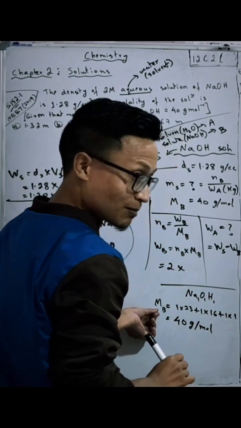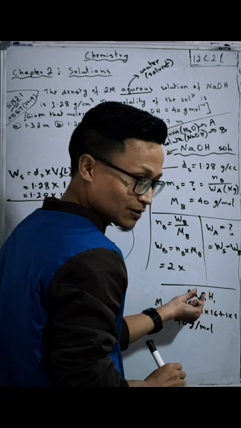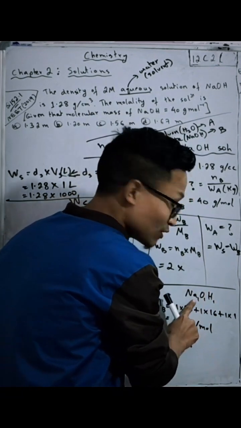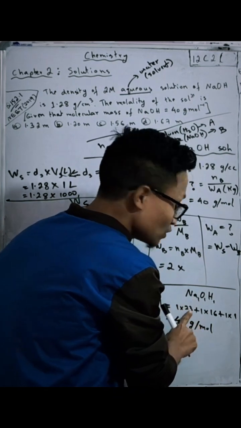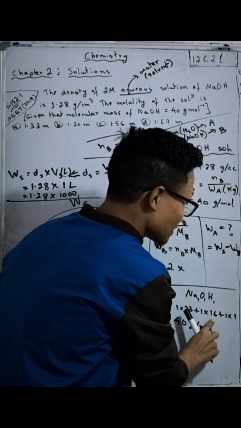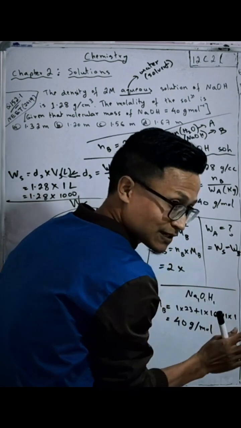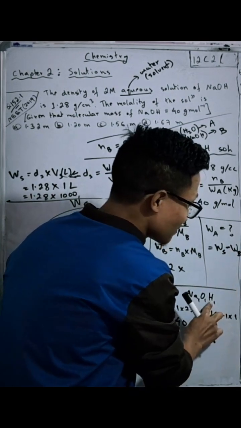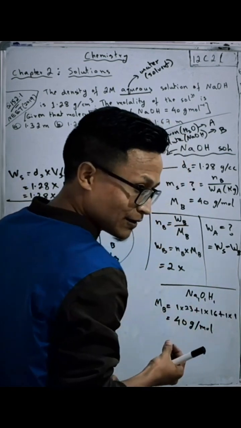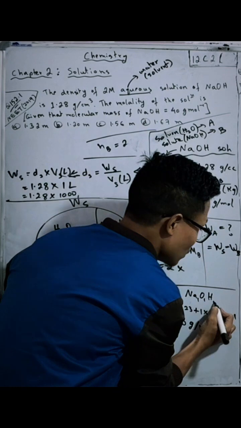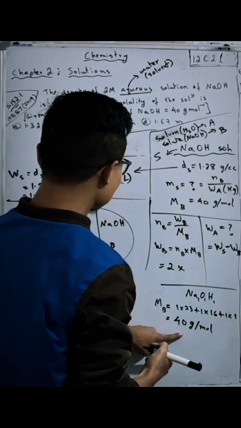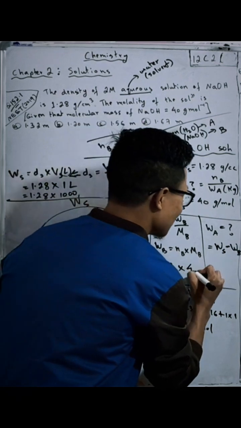Molecular mass means the mass of this molecule. The mass of sodium is 23, and we have only 1 sodium atom, so 1 into 23. We have only 1 oxygen, and the mass of 1 oxygen atom is 16 gram, so 1 into 16. The mass of a hydrogen atom from the periodic table is 1 gram, so 1 into 1. Suppose if we had 2, it would mean 2 into 1. Next, we have 40.